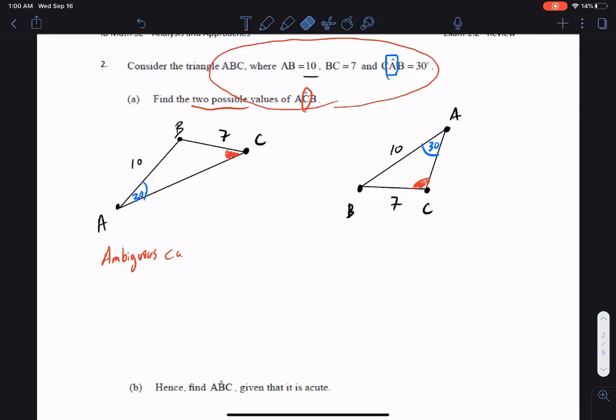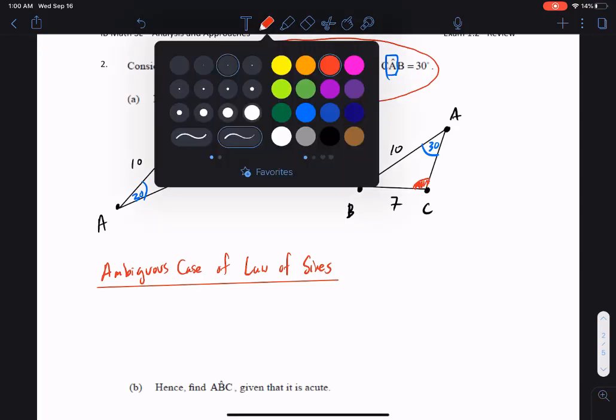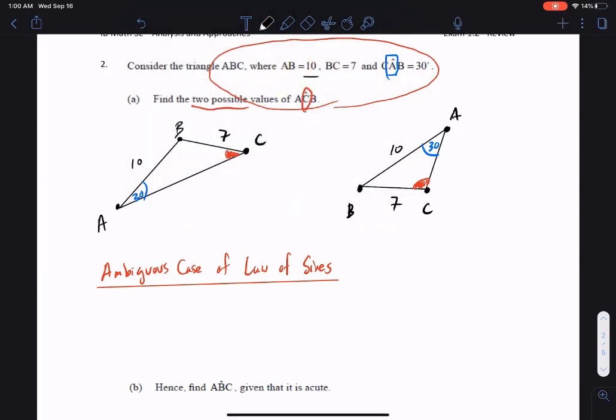Ambiguous. I really can't spell today or write with this pen. I do apologize. Ambiguous case of law of sines. Okay. And I put this in the review because this is an important thing to keep note of when you're dealing with the law of sines, because there's two possible answers many times.